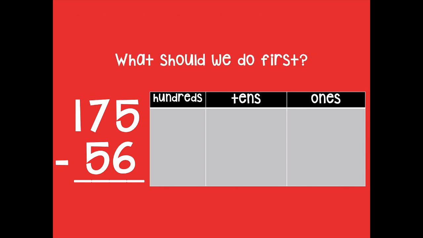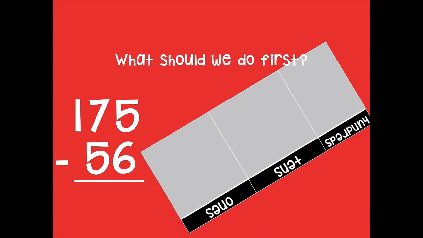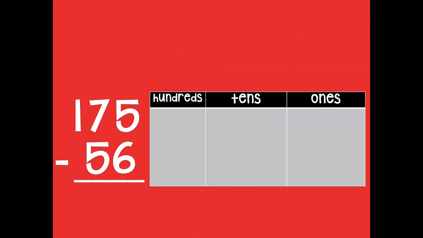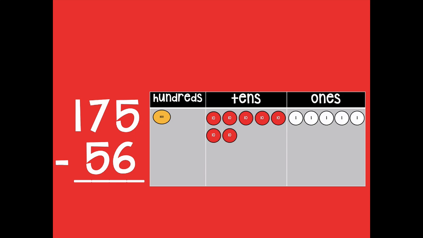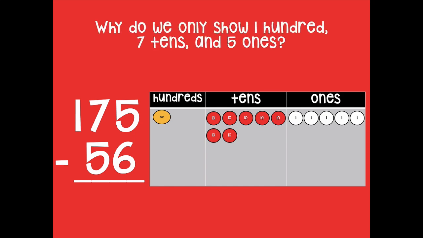What should we do first? Yeah, right, we need to model it on our place value chart. So here's 100, 7 tens for 70, and 5 ones for 5 ones. Now, friends, why do we only show 100, 7 tens, and 5 ones? Why am I not showing 56 on our place value chart? Yeah, you're right, because when we subtract, we only show the whole. We will only subtract from 175, so that's all we need to model on our place value chart.